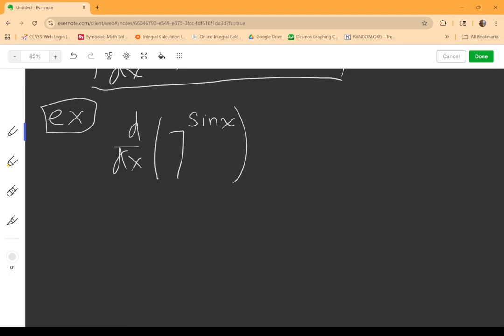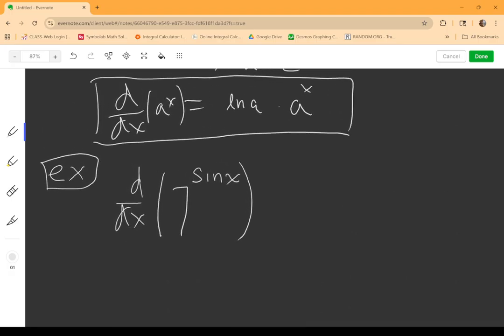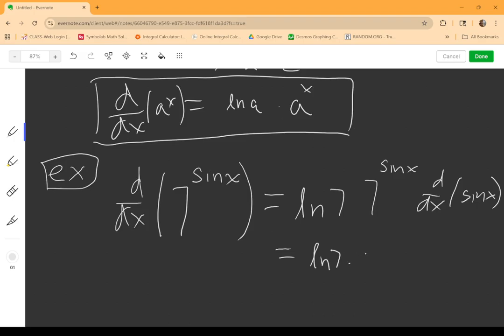Okay, so applying the formula that we have above here, where our a is 7, so we natural log 7 and then 7 to the sine of x. Seeing as this is not just a function of x, applying the chain rule here would be this derivative of sine of x, which is cosine of x. So cleaning this up a little bit, we would get something like that.